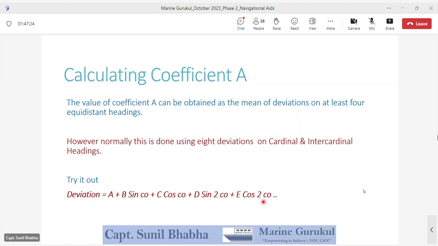Can you explain the last part, sir? The formula, like how are they getting cancelled out? Okay, try this out, beta. You write down this formula first with course 0, second time with course 90, third time with 180, and fourth time with 270. For all these 4 courses, just note down this formula. You will get 4 equations for deviation. Take a mean of them, add all 4 of them and divide by 4. All these coefficients, B, C, D and E will get cancelled out. What will remain is only coefficient A.